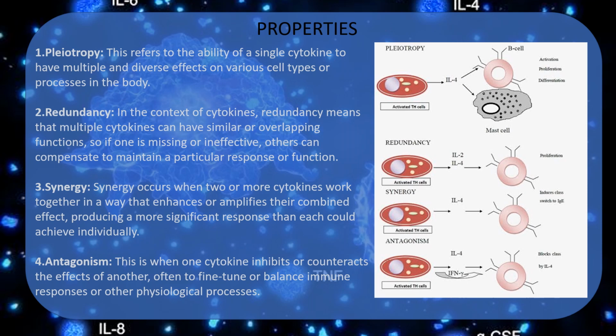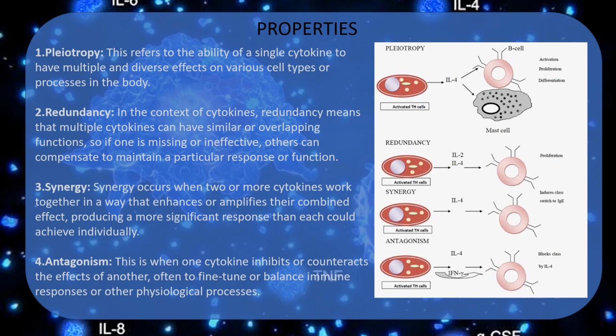Let's see the properties of cytokines. First one is pleiotropy. This refers to the ability of a single cytokine to have multiple and diverse effects on various cell types or processes in the body. Redundancy. In the context of cytokines, redundancy means that multiple cytokines have similar or overlapping functions. So if one is missing or ineffective, others can compensate to maintain a particular response or function.